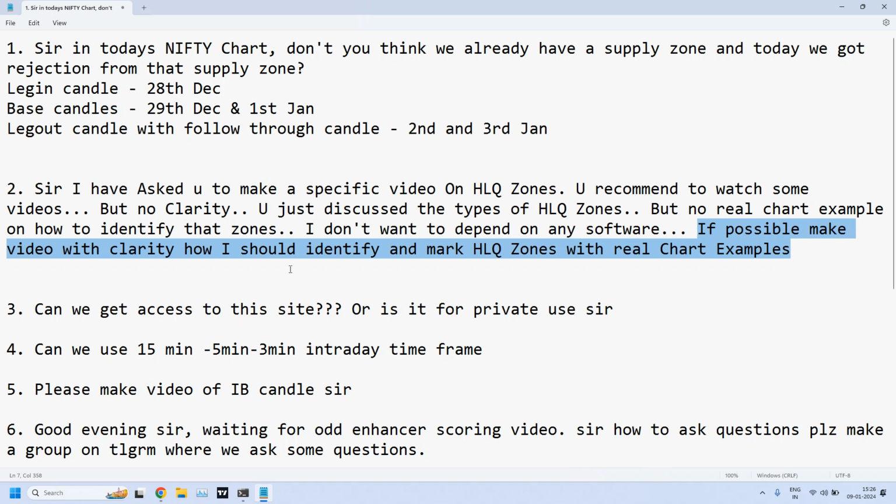In the 100 HLQ zone trades video, I have explained these points clearly. Also in that video, I explained all the steps once again. I put it in a notepad and went through it one by one. I don't remember exactly, maybe December 14th, 15th or 16th, one of these videos you will see. Please go through that video, because I don't want to repeat the same things again and again. It is already there.